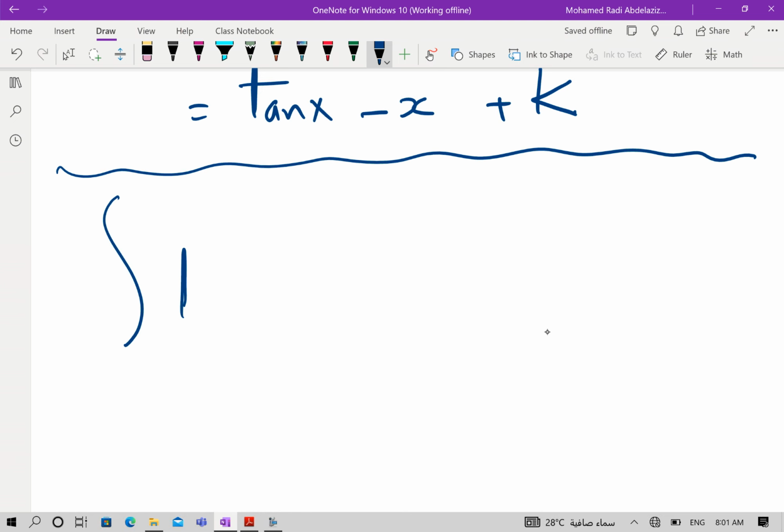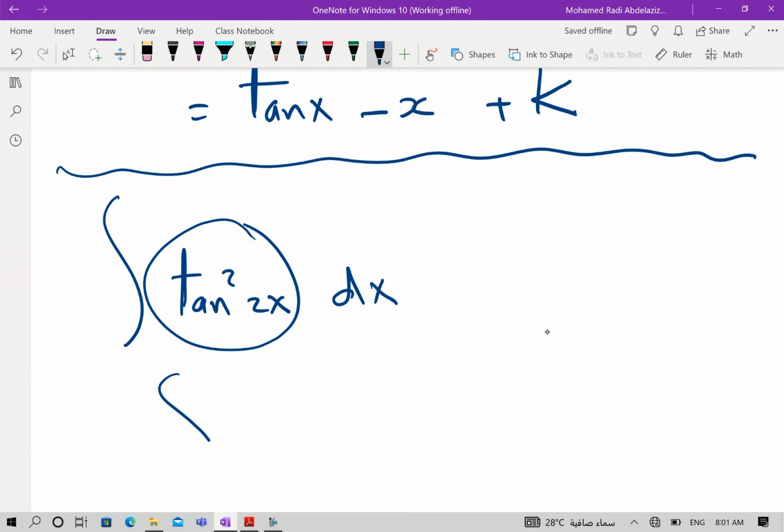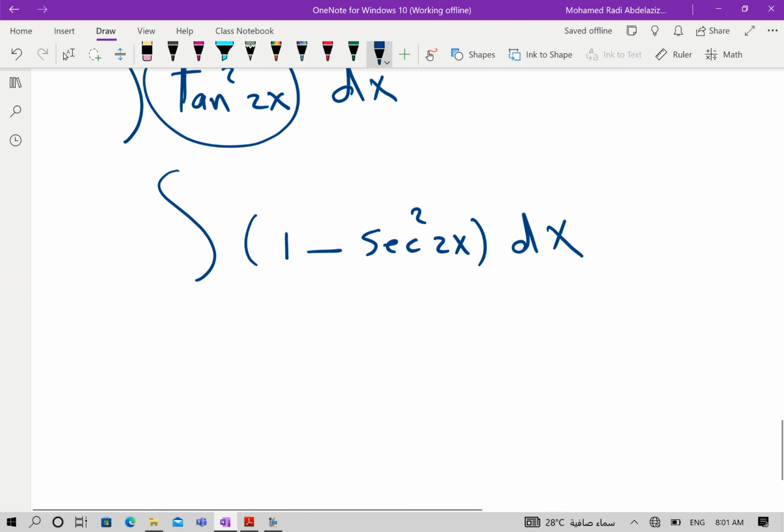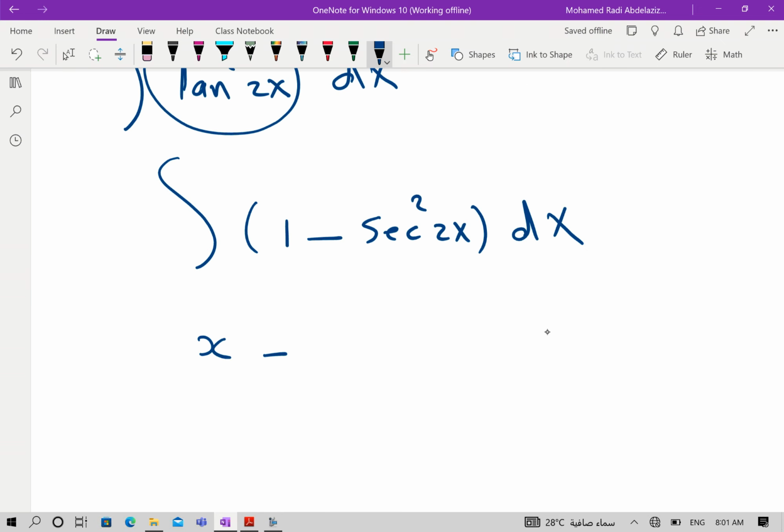If I ask you to integrate tan squared 2x dx, remove tan squared and write what? Sec squared 2x minus 1 dx. Integrate of 1 is x. Integrate of sec squared gives tan, but we have a coefficient, so it will be 1 over 2 tan 2x, then plus constant.